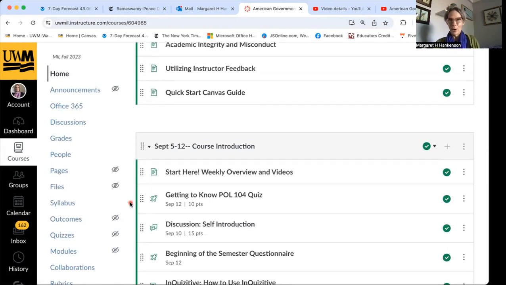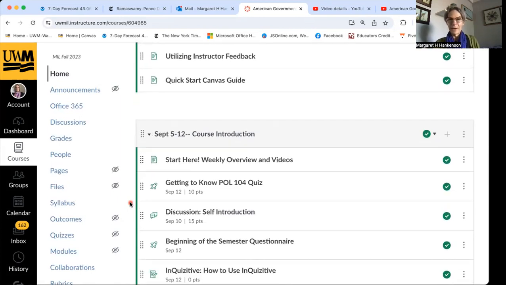But then as it goes on, you have one module for each week. So here we are, the first week, September 5th through September 12th. And this is basically an onboarding week. It's an online class, and so I like to give plenty of time for people to make sure that they have their textbook, make sure that they know how to navigate Canvas, and make sure that they're on solid footing before we go on for the rest of the semester.